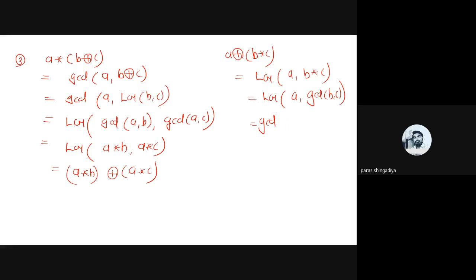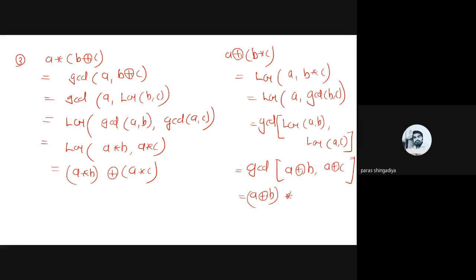And inside we will write LCM of A comma B, okay, with LCM of A comma C. And that is equal to GCD of LCM of AB, which is A ring sum B, and LCM of AC, which is A ring sum C. And that is equal to (A ring sum B) star (A ring sum C). Clear? It is the proof of the second one. It means we can easily prove this for any three numbers A, B, C from S1001. Clear? And that is the proof of the distributive law.